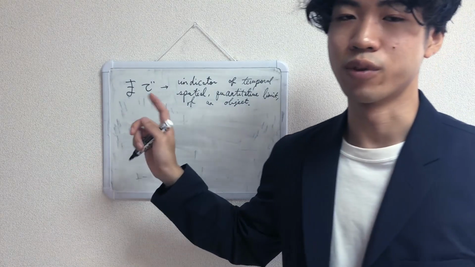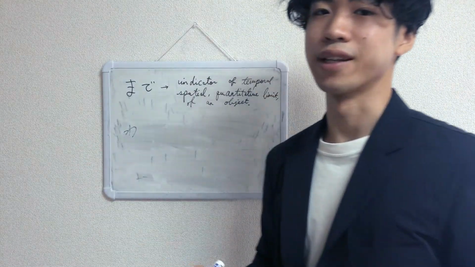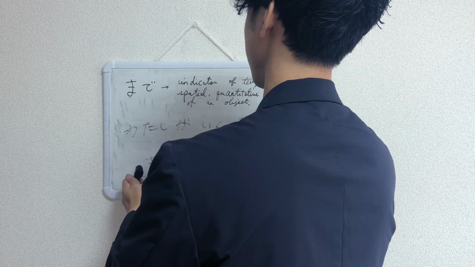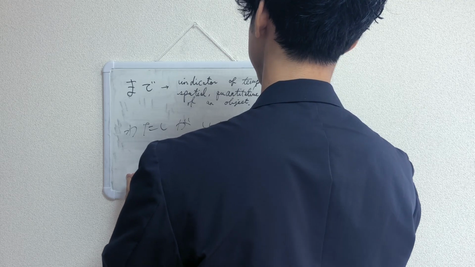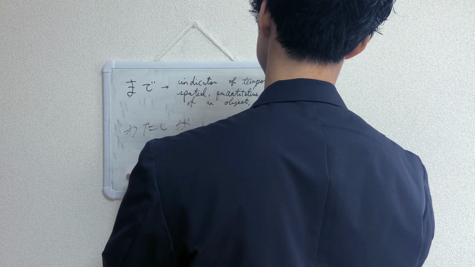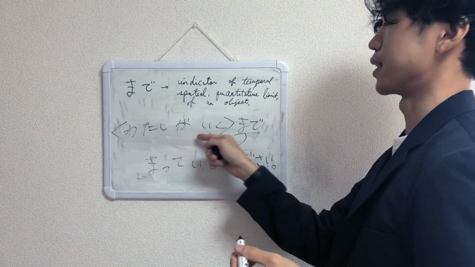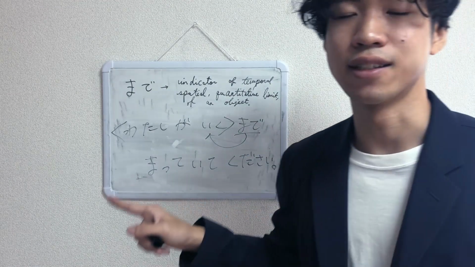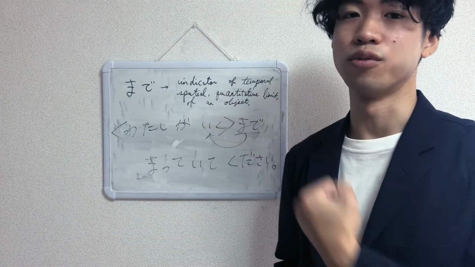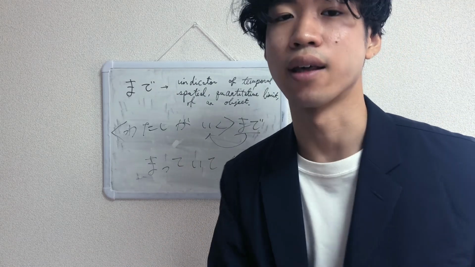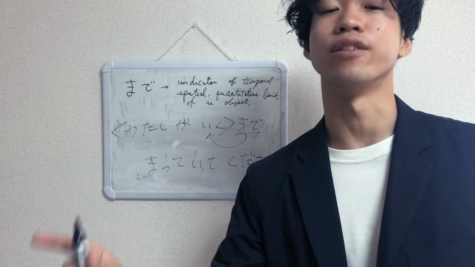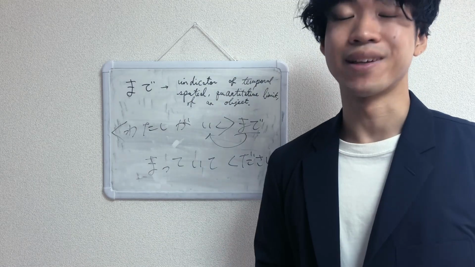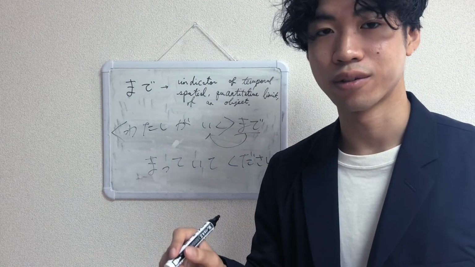Now what happens? You can use it with a verb too. 私が行くまで待っていてください。行く, go, まで is indicating 私が行く, I go, まで, until. 待っていてください. Please wait until I go there. Maybe you got called to visit someone's house to fix something. You don't want them to try anything unprofessional, so you tell them to wait until you get there. 私が行くまで待っていてください。Please wait until I get there.